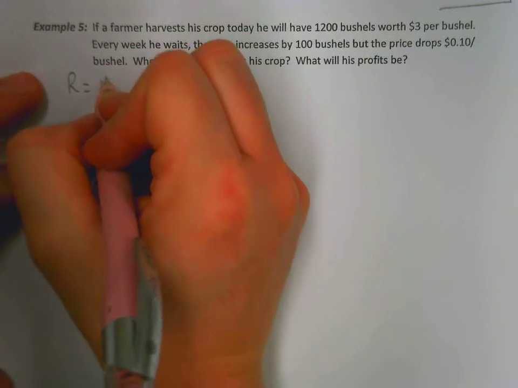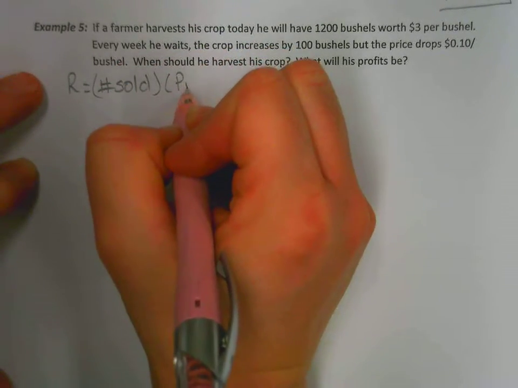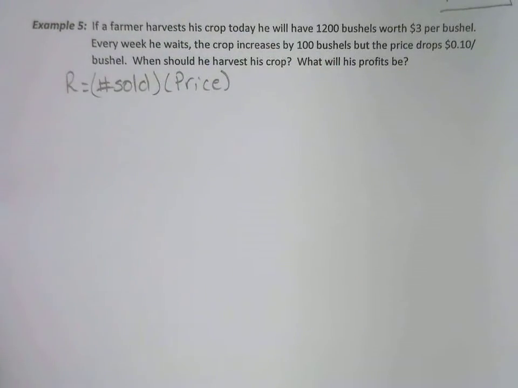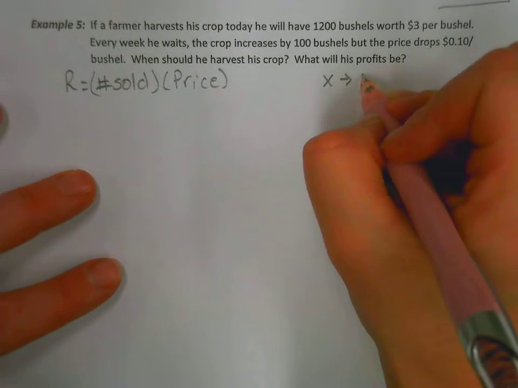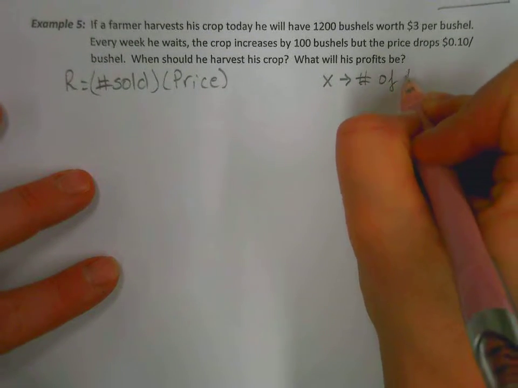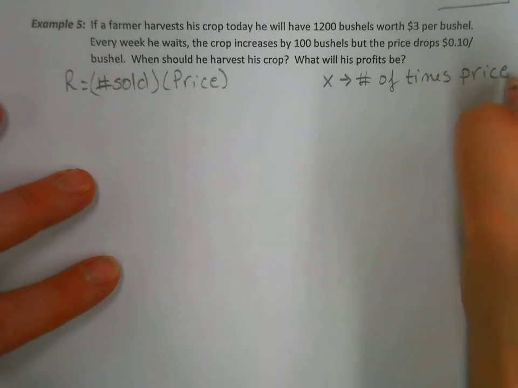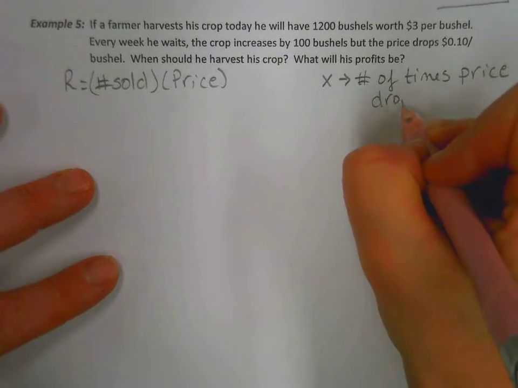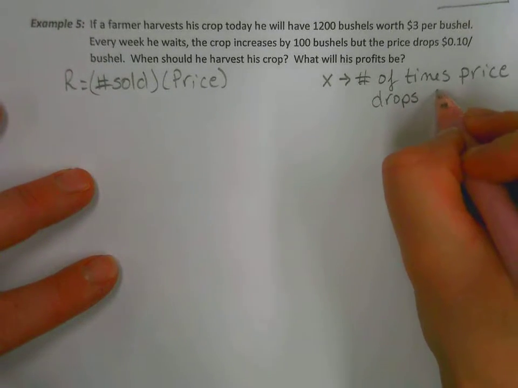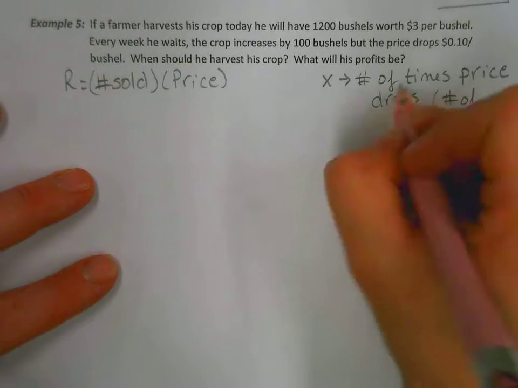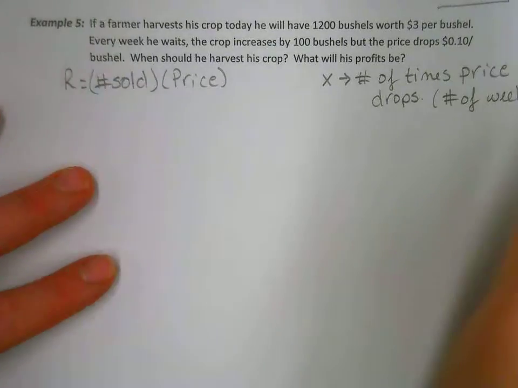Revenue is always the number sold times the price per each one that you're selling. And X is always going to represent the number of times the price drops. And technically this really represents the number of weeks as well, because each time the price drops, he's waiting another week, right? So this X is going to represent the number of weeks.